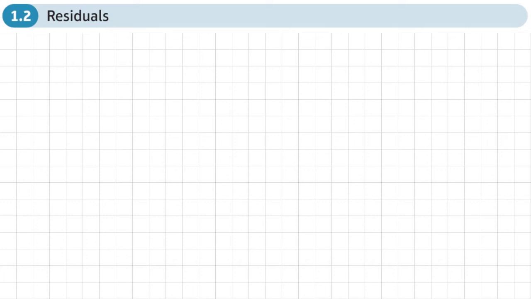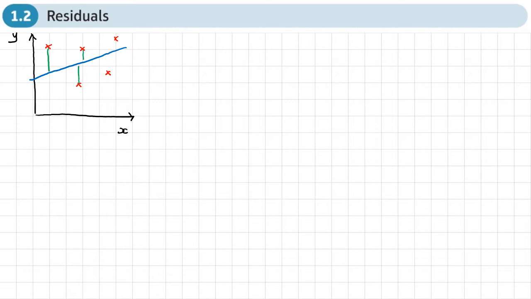This is the second section of chapter 1, and this section is about residuals. Now you may remember from the previous section that we defined a residual as this distance here, the difference between the regression line and the actual data points, the green things here. Now some of these residuals are going to be positive because they are above the regression line, and some of these residuals here will be negative.